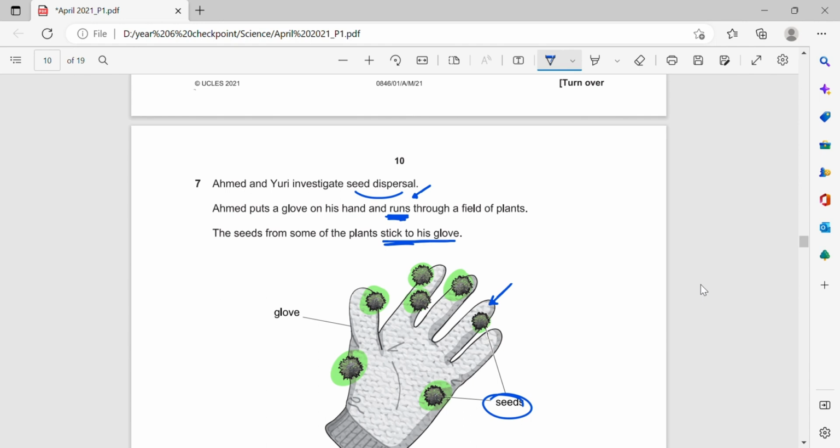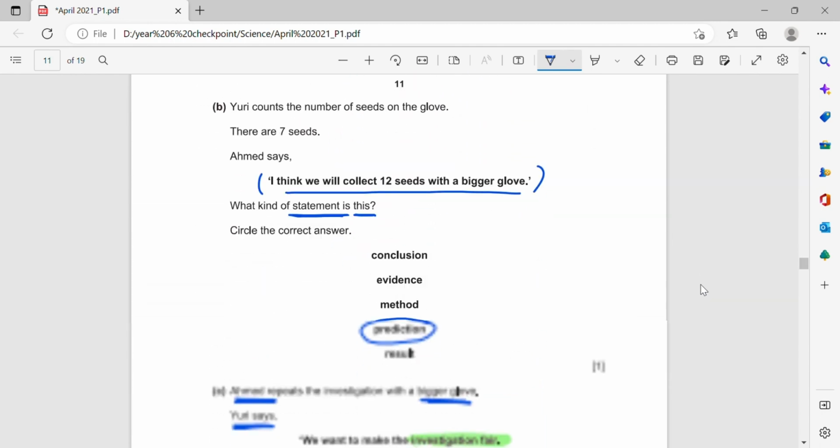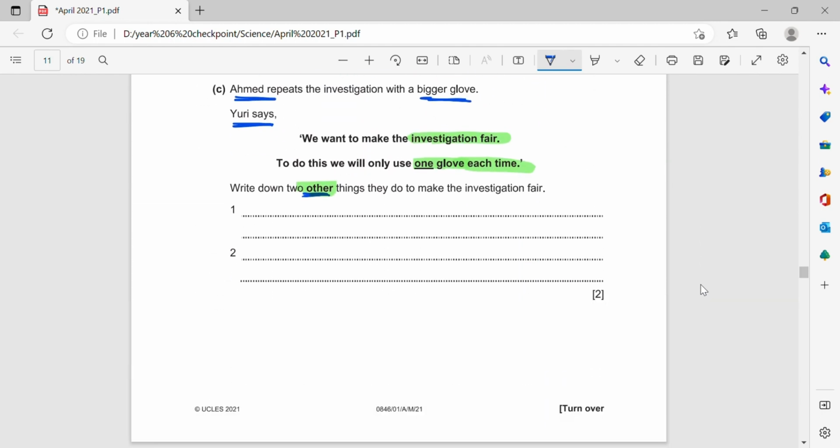So there are more than 2 things that they should do to make the investigation fair. We can use only 2 to write. Take care in this question that it's out of 2 marks. We can write they used the same plant, or the same material for the gloves.